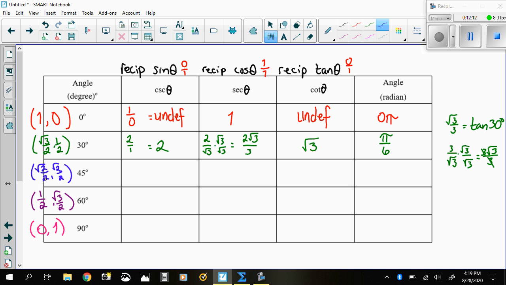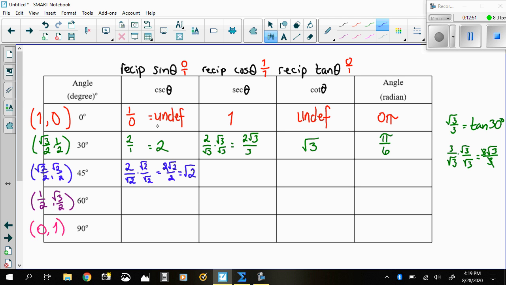Okay, 45 degrees. Cosecant is the reciprocal of sine, so we're going to flip this opposite side here to 2 over radical 2, rationalizing, and that would give me 2 radical 2 over 2, because when you multiply these, that's square root of 4, so that becomes 2. And again, similar to what we did over here with the 3's, these 2's are going to cancel, so the reciprocal of that would just be square root of 2.